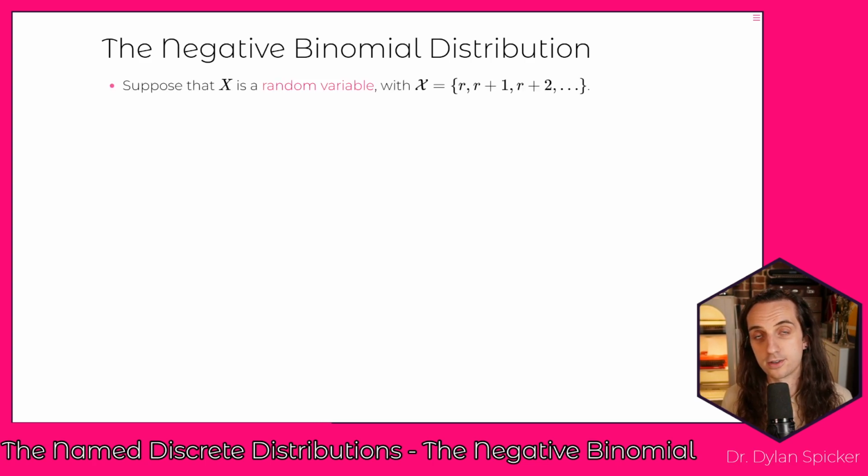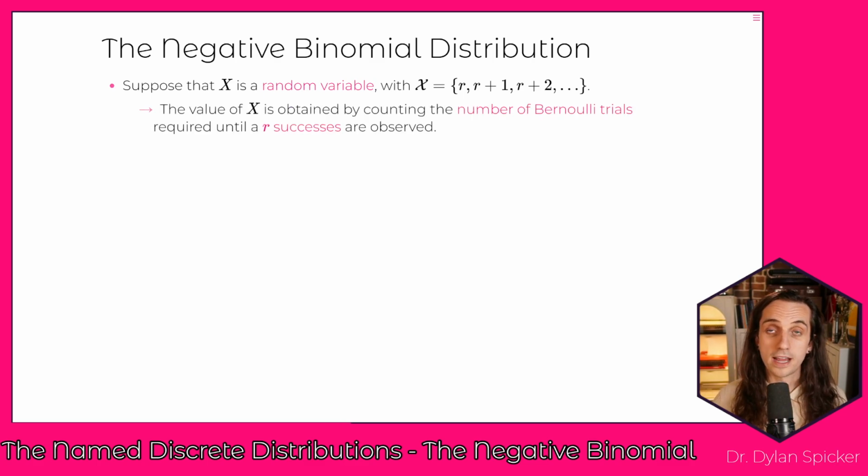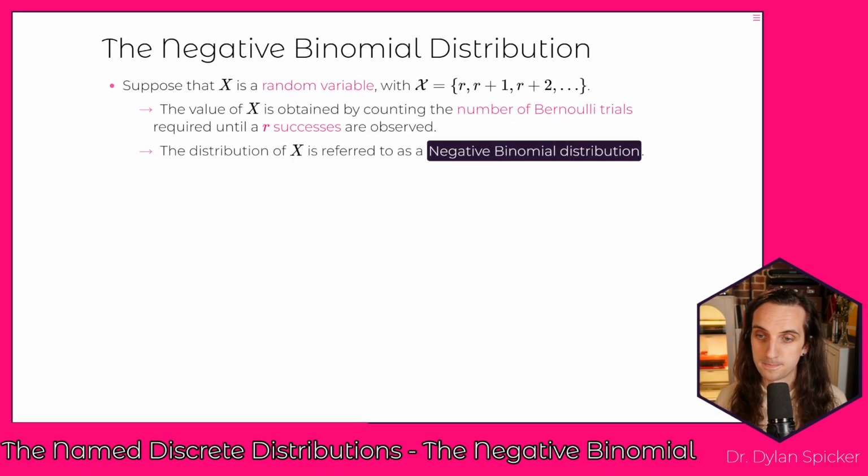Well, suppose that x is a random variable, and the random variable is going to start at a value of r and then go up from there, taking every integer value past r. The value of x is obtained by counting how many Bernoulli trials are required until r successes are observed. So if we want to say, how many times do we have to perform this experiment until we have 10 successes, then we're starting at 10. And so x counts the number of total trials required to obtain r successes. The distribution of x in this case is referred to as a negative binomial distribution.